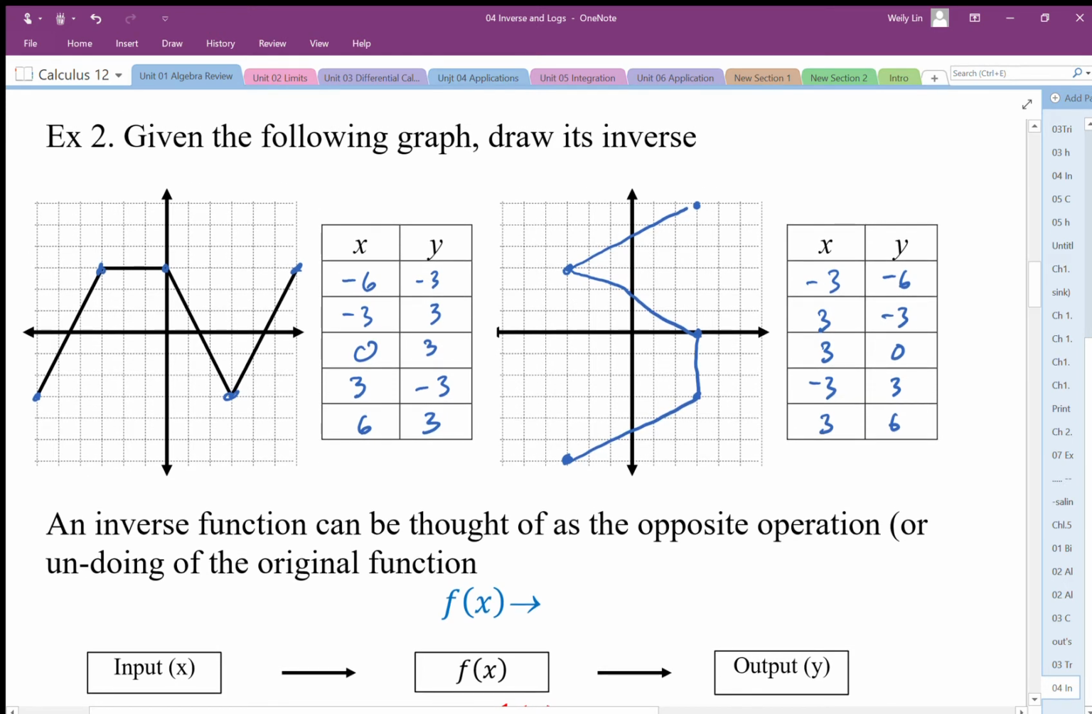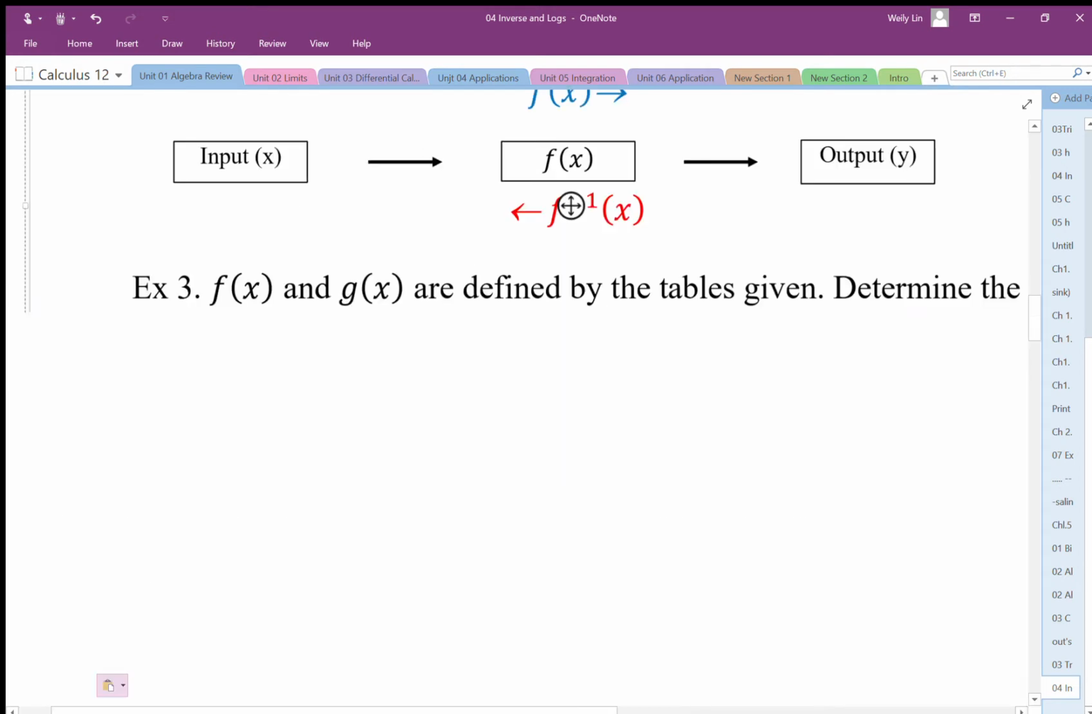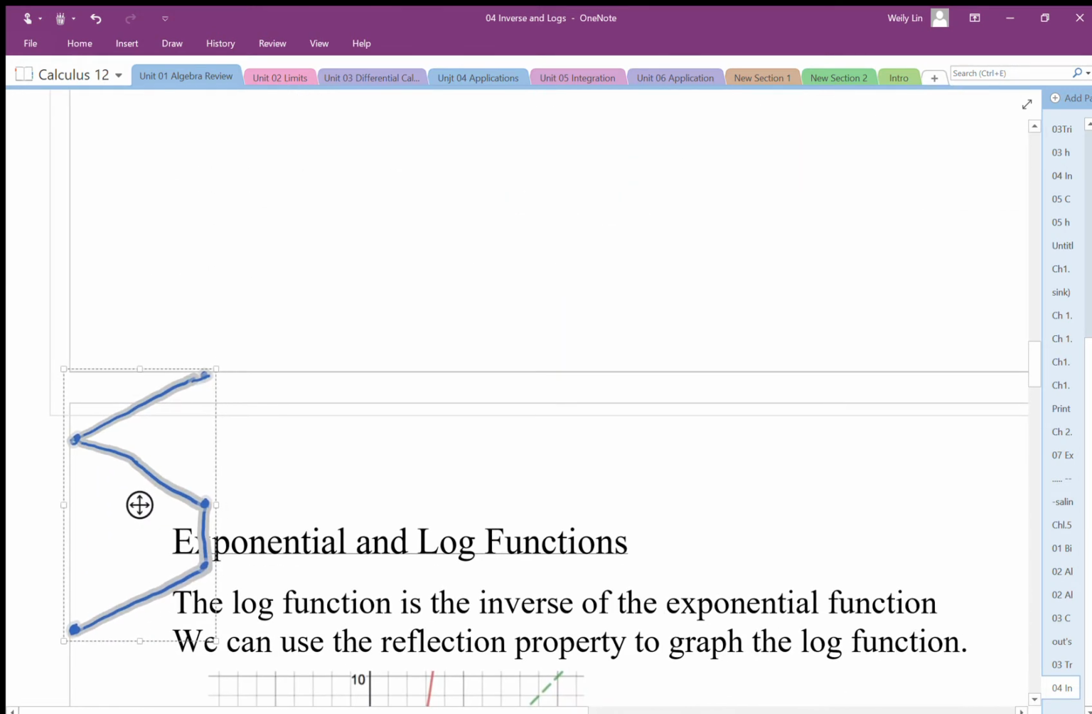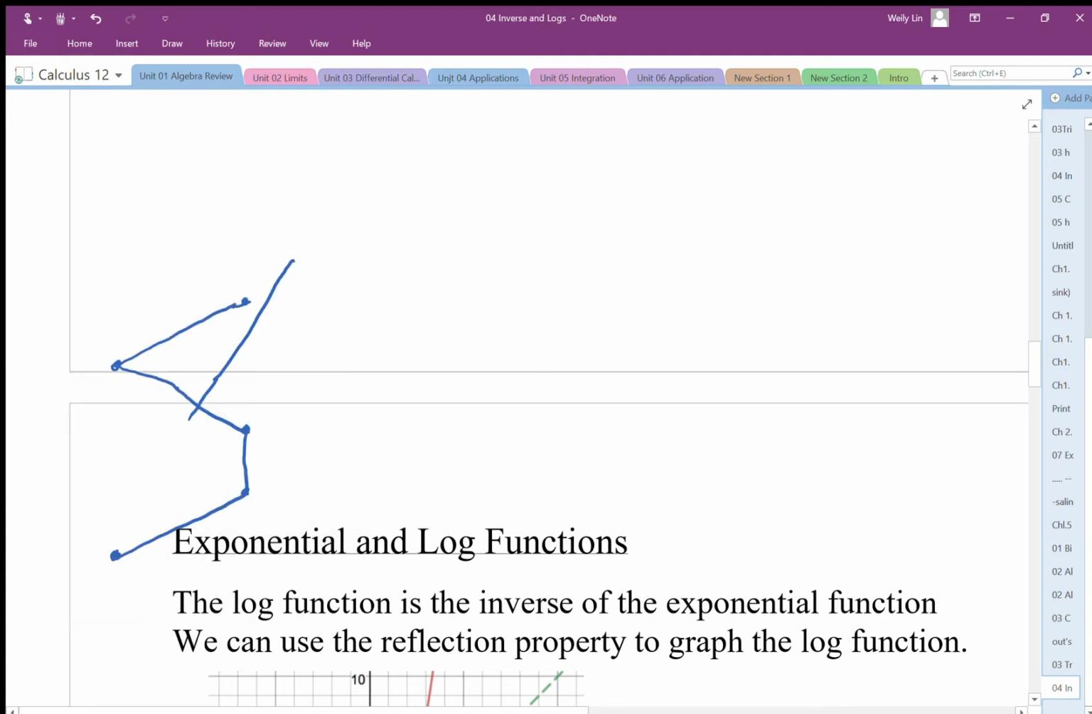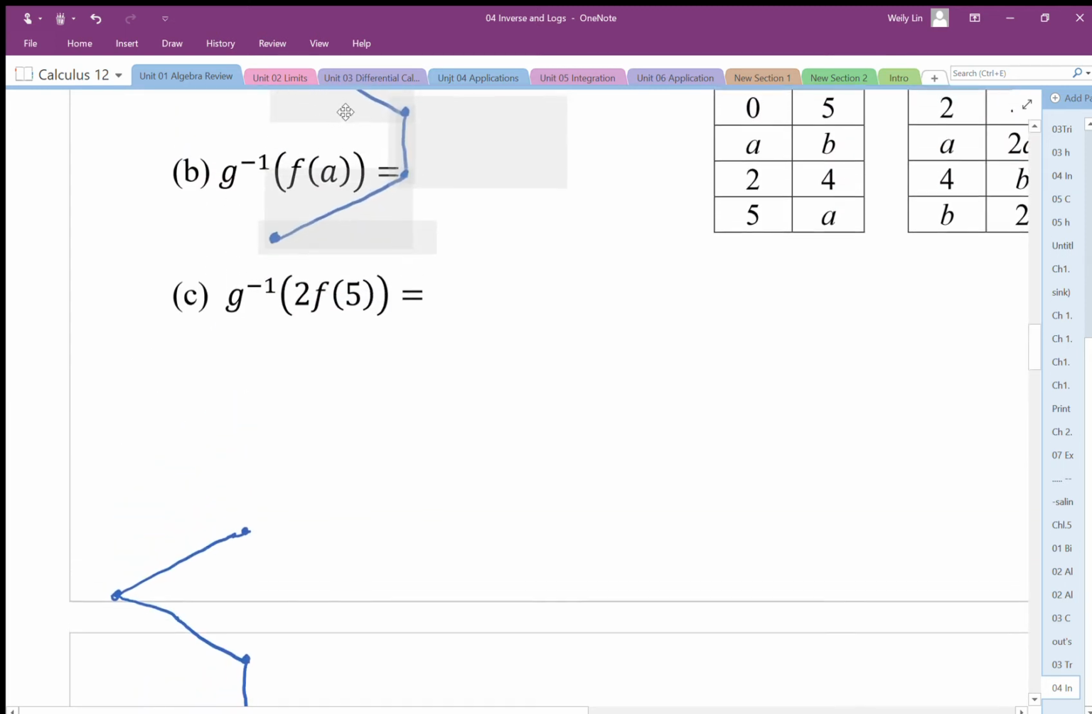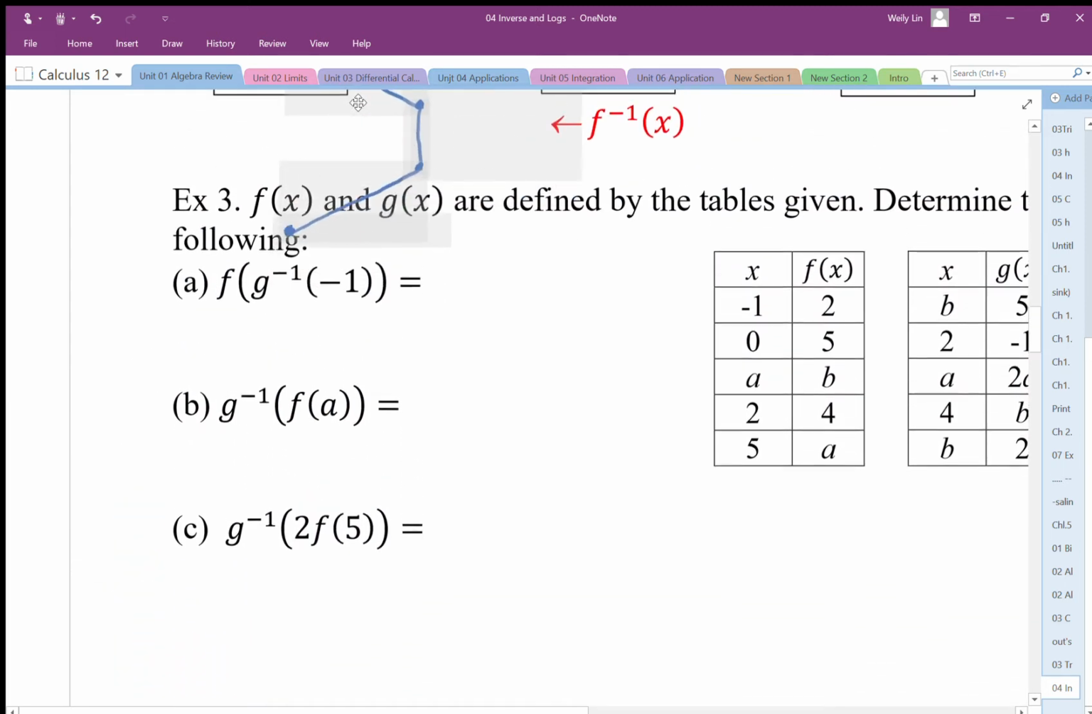Now, the property of inverses is that the graph is a reflection across that diagonal line. So I'm just going to show that. I'm just going to copy this, and we're going to take that same picture and overlay it on top of the other graph. And we should see that it is a nice inverse picture of that graph.